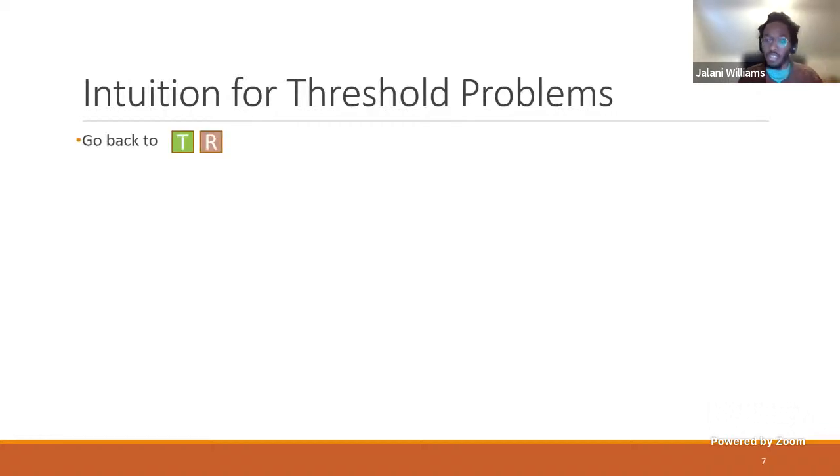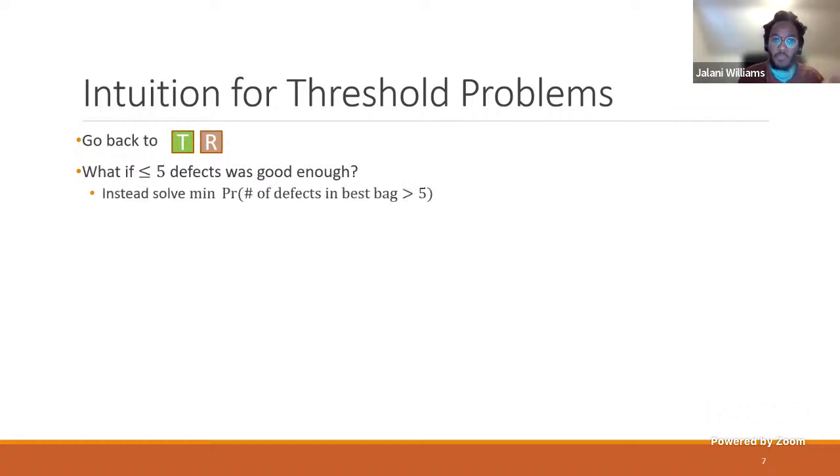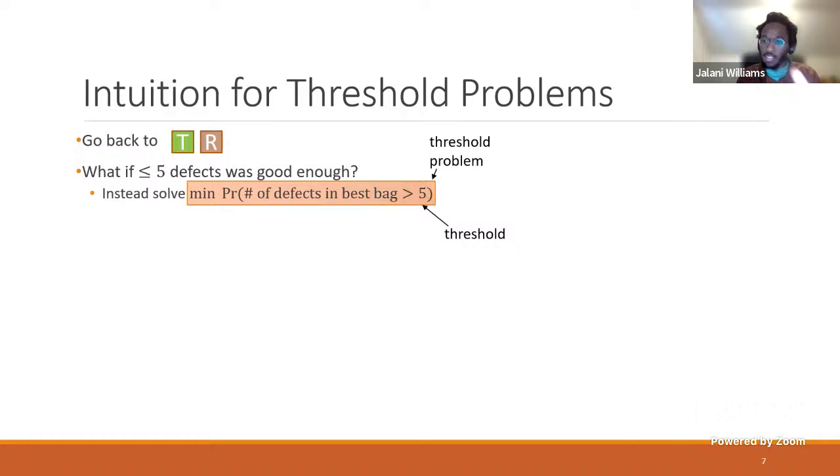Let's go back to our concrete example. What if instead of wanting to minimize our expected number of defects in our best bag, we just said, okay, if it has fewer than 5 defects, then it's good enough, right? And now that we've said that fewer than 5 defects is good enough, let's just try to minimize the probability that our final bag has more than 5 defects, right? This 5 is going to be our threshold, and this problem is our threshold problem.